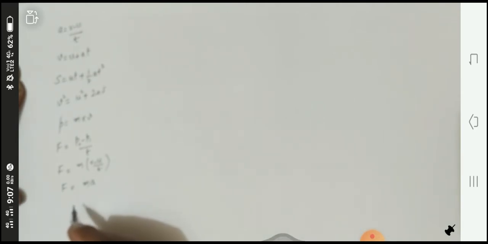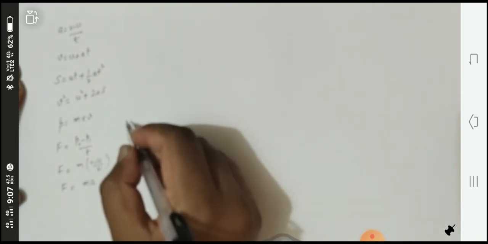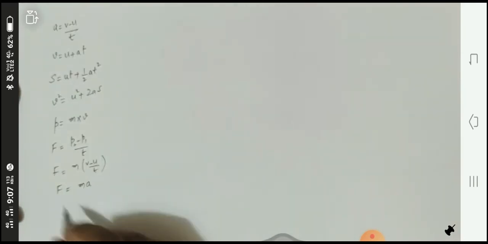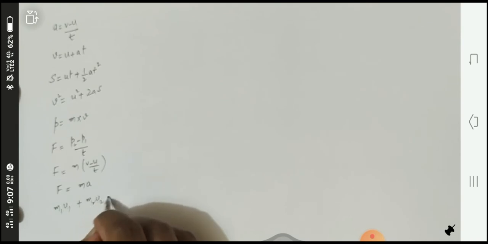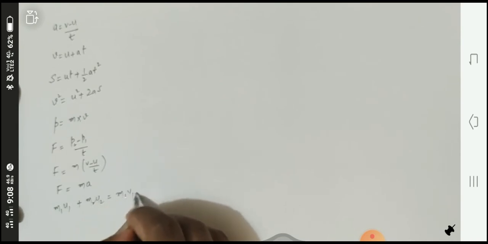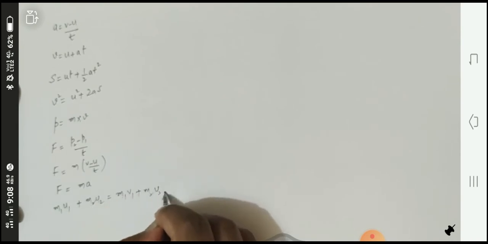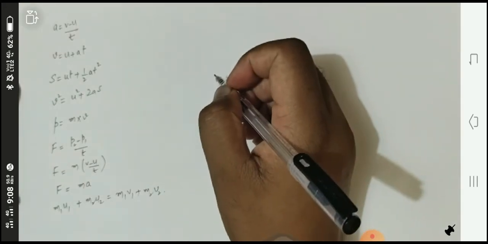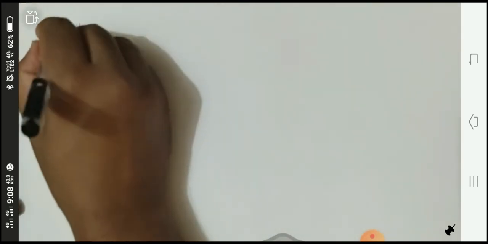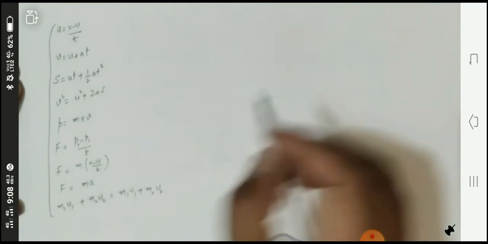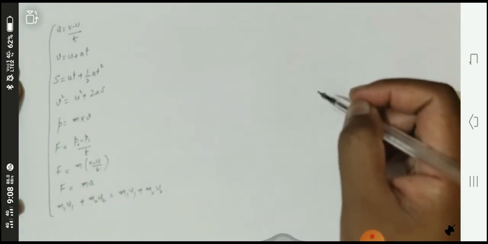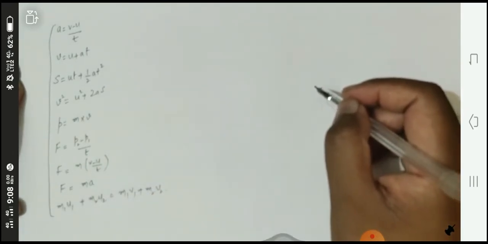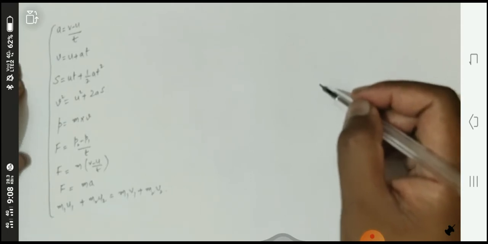After that, conservation of momentum. If you talk about conservation of momentum, that is m1u1 + m2u2, which will be equal to m1v1 + m2v2. So these are the formulas that we are going to use in the numericals. So let's start with the first question.